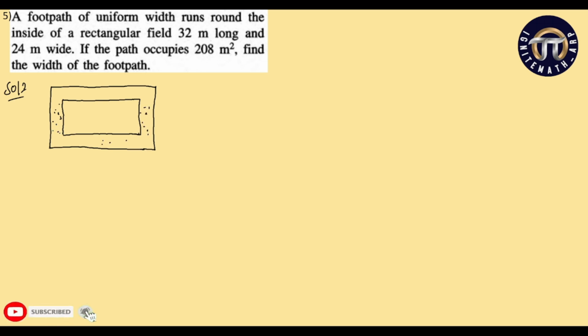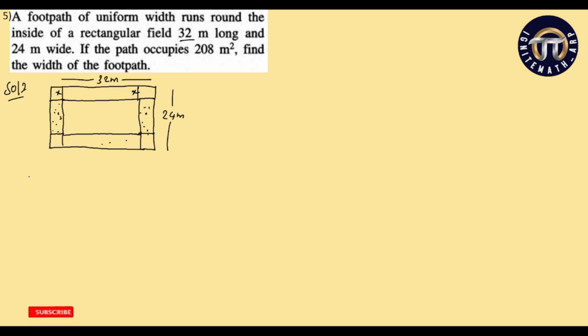Clear? So now the outer rectangle is 32-meter long, correct? So this is 32-meter long, and the length is 32-meter and breadth is given as 24-meter. What you are asked to find out? You are asked to find out the width of the footpath. How much wide the footpath is? We don't know what is the width of the footpath over here. Clear? You are asked to find out the width of the footpath, right? So what I'm going to take, let the width of the footpath be x meter.